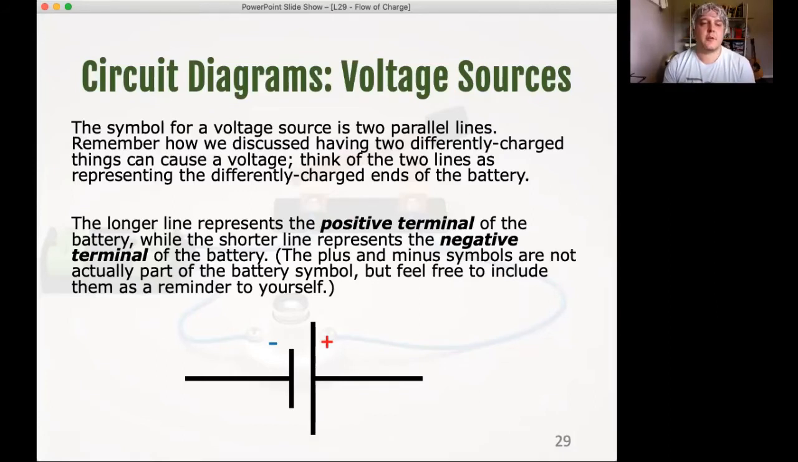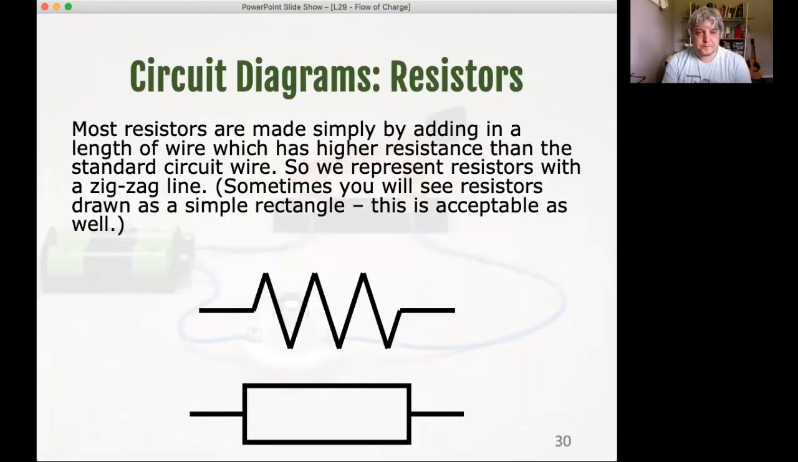The positive terminal is the longer one, the shorter terminal is the negative one. The plus and minus symbols aren't part of the battery symbol, but you are allowed to draw them on if it helps you. So I've drawn them on here just to remind you the longer one is positive, the shorter one is negative, but technically they're not part of the symbol itself.